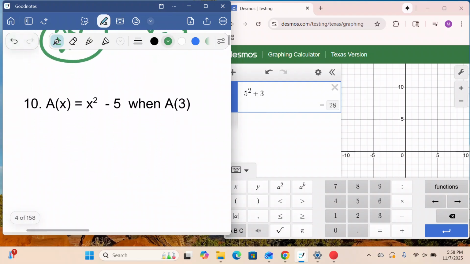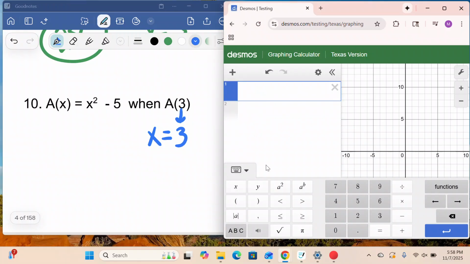If we look at problem number 10, we have a of x is equal to x squared minus 5. I want to evaluate this function. So I got to understand that the x value is given to us as 3. So all we're going to do is plug in the 3 into this x right here where my white pointer is at. So it's going to be 3 to the second power minus 5, and you let the Desmos do the work for you. So we're going to go ahead and put in 3 to the second power minus 5. So the answer is 4.